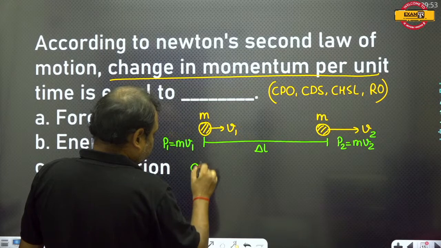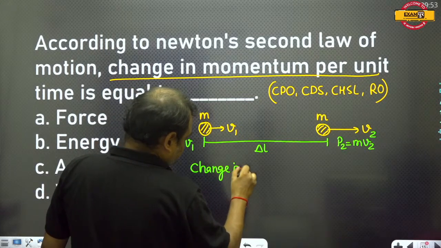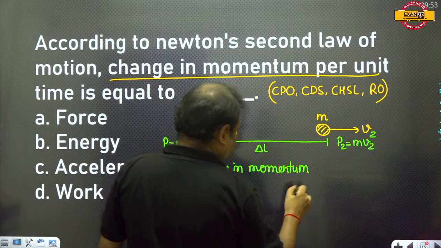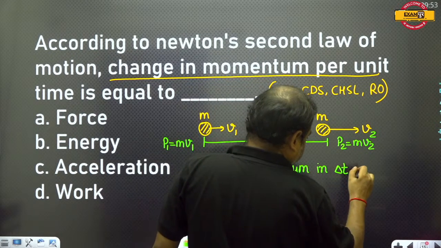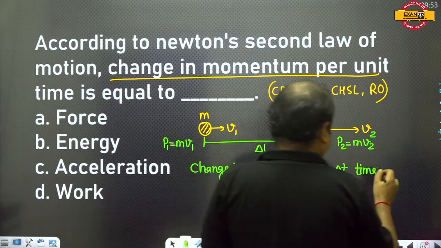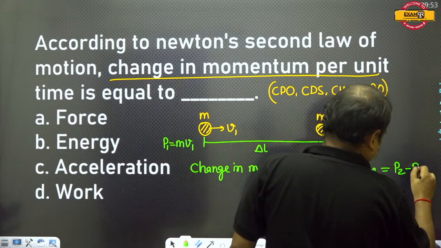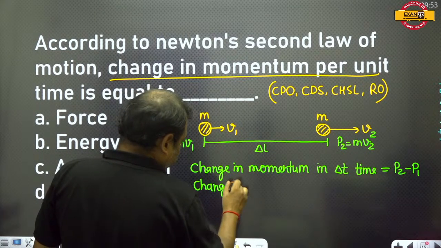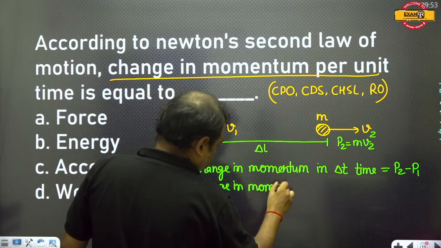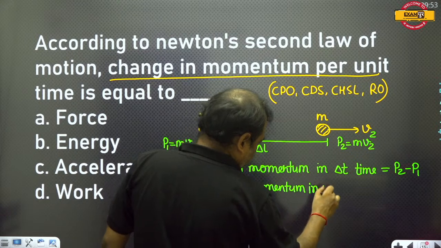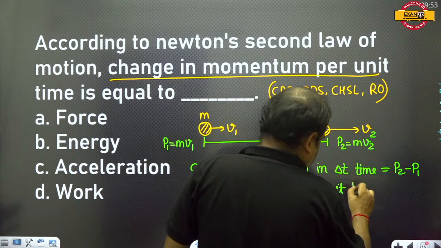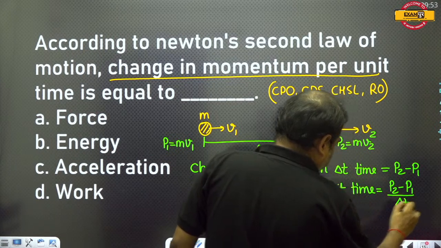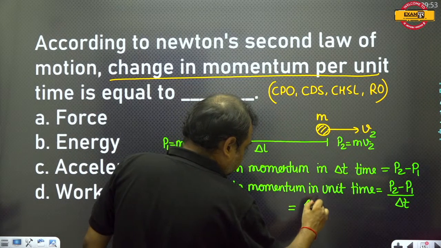So the change in momentum in delta t time will be equal to p2 minus p1. The change in momentum in unit time will be equal to p2 minus p1 upon delta t.